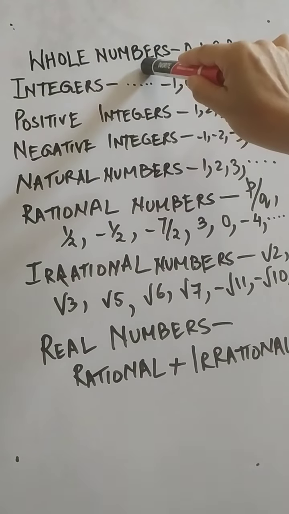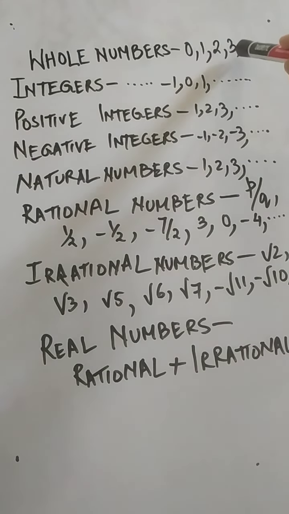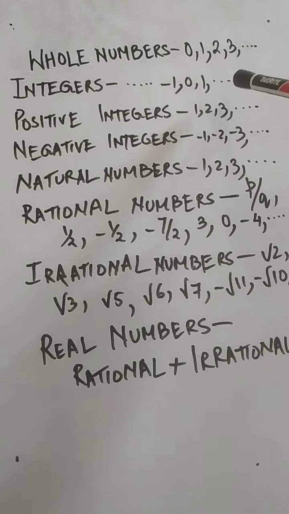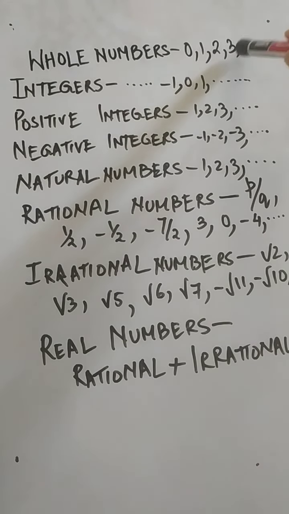We know whole numbers. Whole numbers are 0, 1, 2, 3 and so on. So 10,000 is a whole number. 1 lakh is a whole number, 1 crore is a whole number, 1 million, 1 billion, all these are whole numbers. It starts with 0, 1, 2, 3, 4 and on.